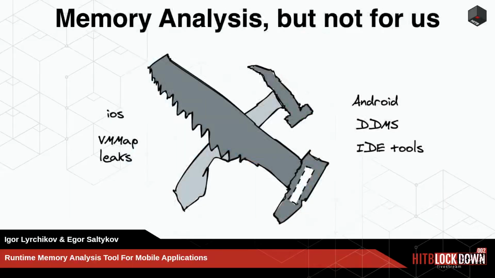There are a lot of tools for memory debugging and memory leakage tracing for developers. For iOS, it's Instruments, a tool called Leaks, and for Android, tools like DDMS or any IDE tool like Eclipse MAT. But these tools are not really useful for our small hacking attempts.